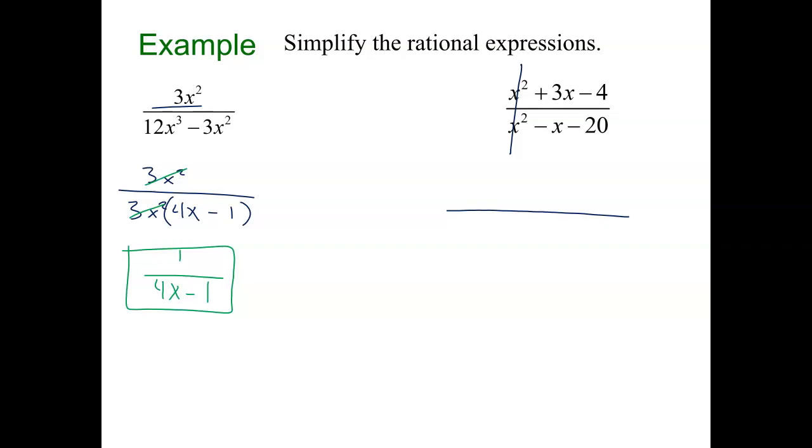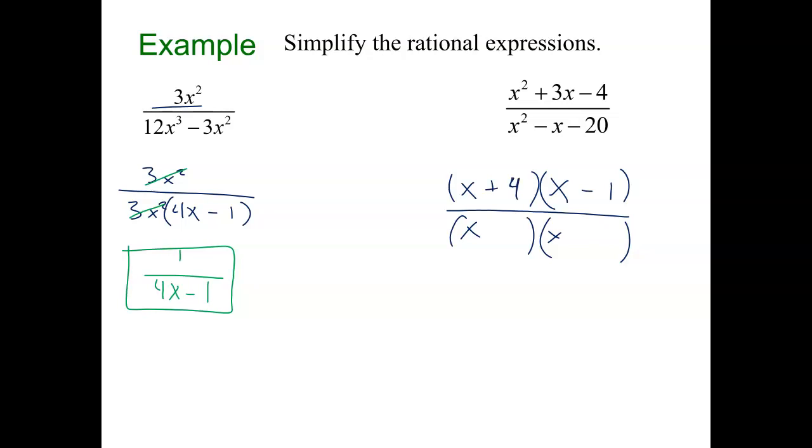Is this only multiplication? Or do I have addition and subtraction? I have addition and subtraction. So these are not factors. X squared is not a factor, so I can't eliminate it. It's a term. So before I start to eliminate, I have to factor both polynomials. Okay? So let's factor x squared plus 3x minus 4. That's a pretty simple one. Multiplies to negative 4, adds to 3. So plus 4 and minus 1. There you go. That's my numerator.